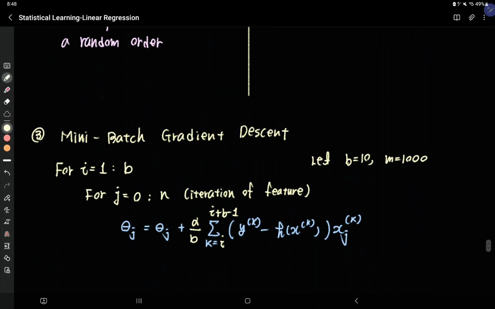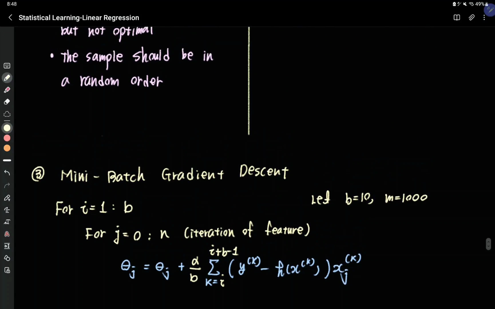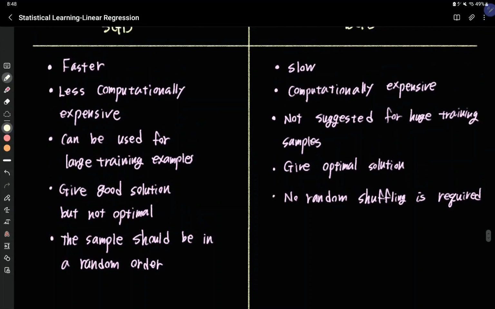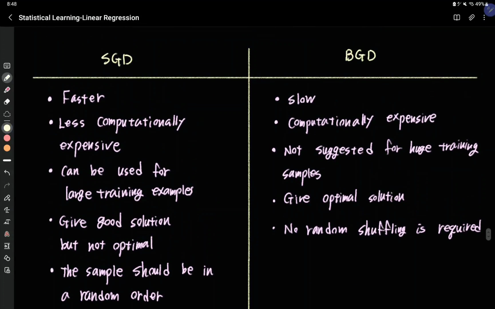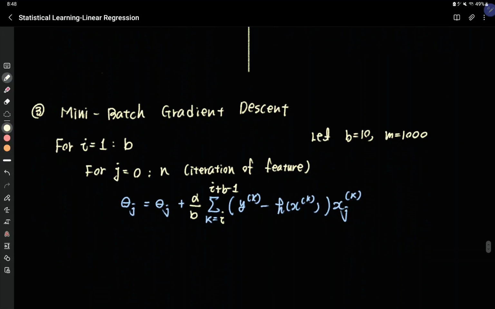To overcome the drawback of the BGD while keeping the pros of SGD, we developed a new kind of gradient descent method. It's called mini batch gradient descent. It means that we introduce one more variable, b, the number of examples, which is less than the total number of training examples.